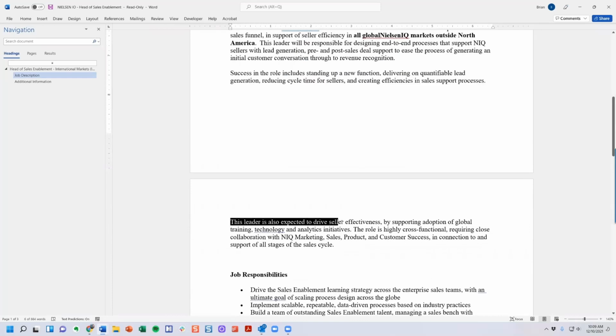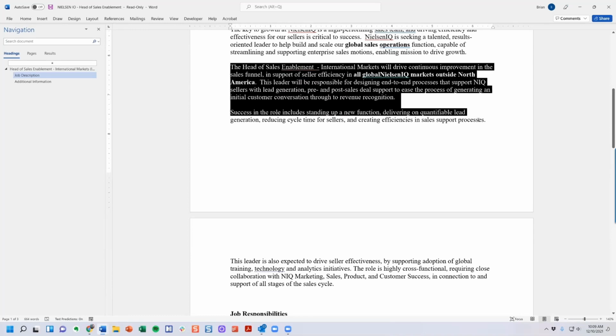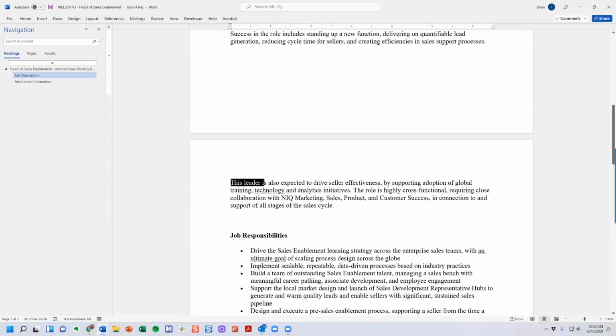This leader is also expected to drive seller effectiveness. Okay, so they're bringing this in. So remember I was saying, look, it's efficiency here. So they've actually split it out. They have the efficiency piece, process, process, process. Now they're bringing in effectiveness. So global training, by supporting the adoption of global training.